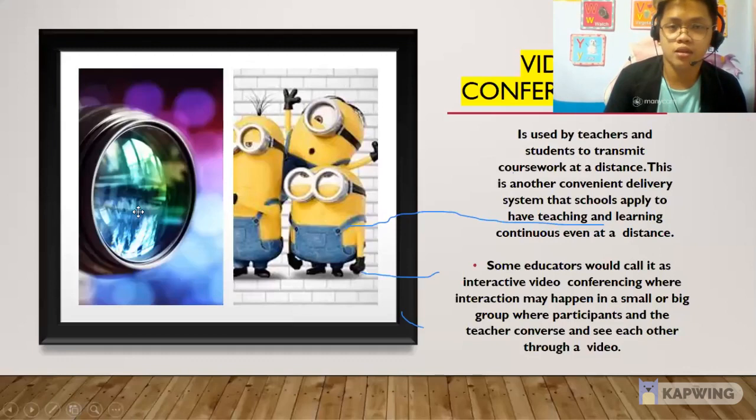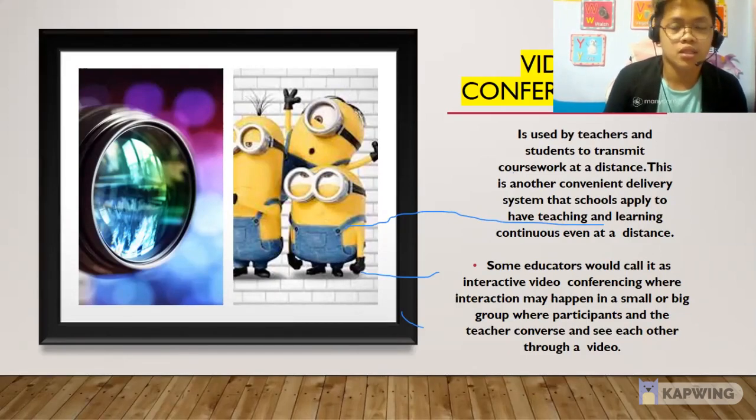So the third one is video conferencing. Video conferencing is used by the teachers and students to transmit coursework at a distance. This is another convenient delivery system that schools apply to keep teaching and learning continuous even at a distance. Some educators would call it interactive video conferencing, where interaction may happen in a small or big group where participants and the teacher converse and see each other through a video.